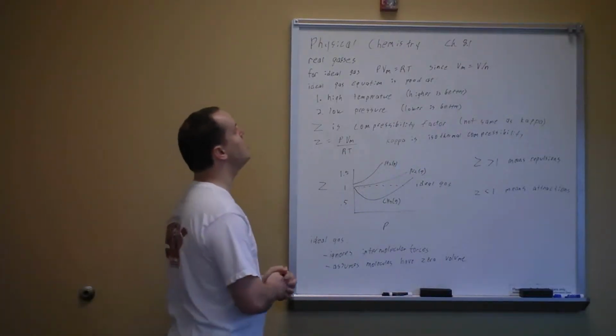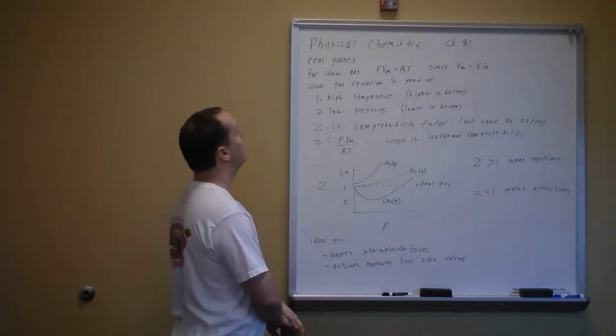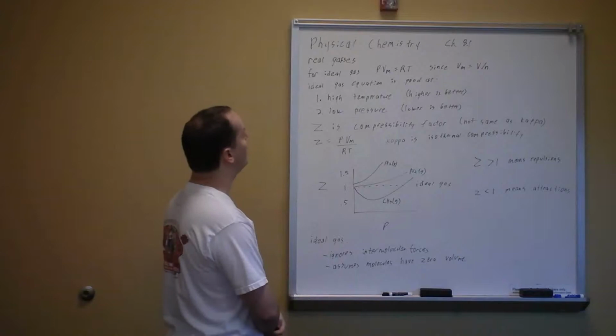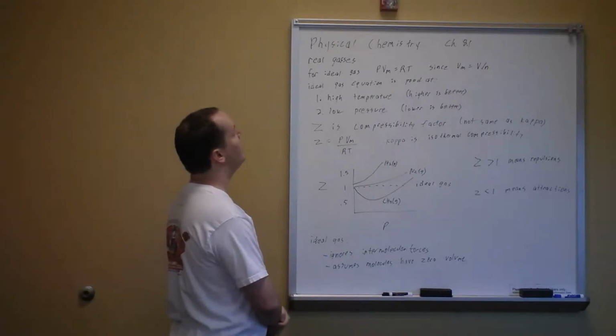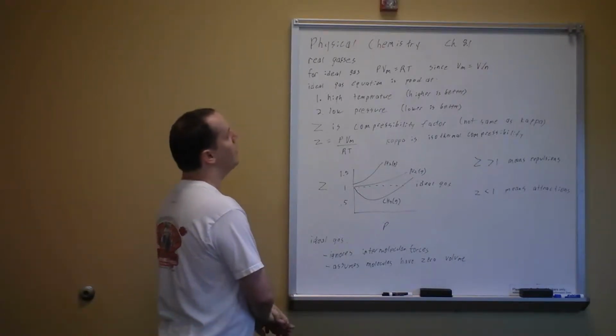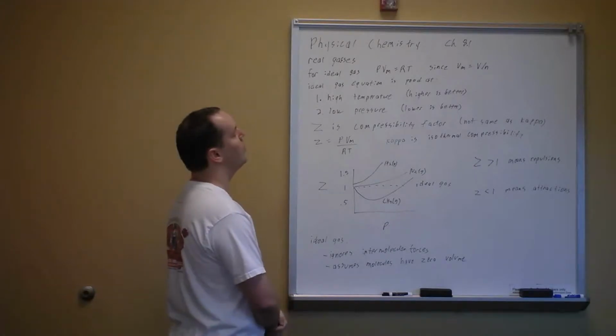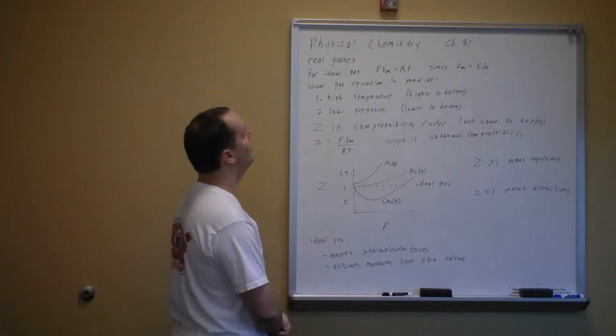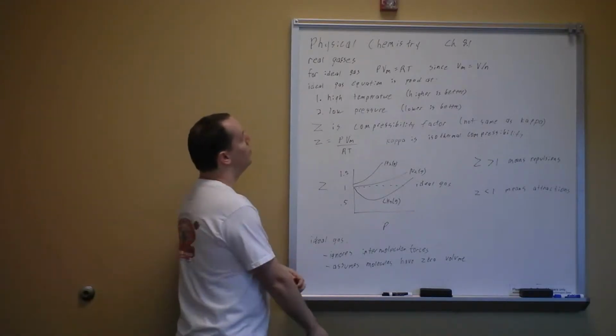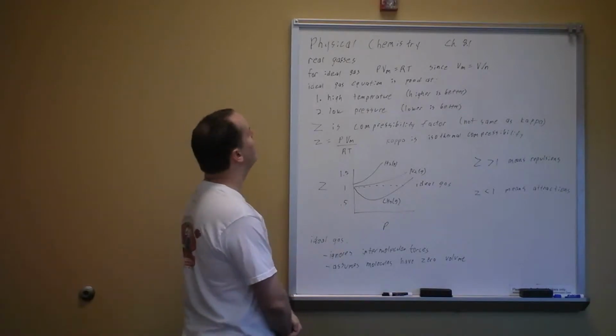We're in physical chemistry, just starting chapter 8, section 1. We're going to talk about real gases in this chapter. Now remember, for an ideal gas, we define it as PV equals nRT. We know that molar volume is just volume over n, the number of moles. So we end up with P times molar volume is equal to RT.